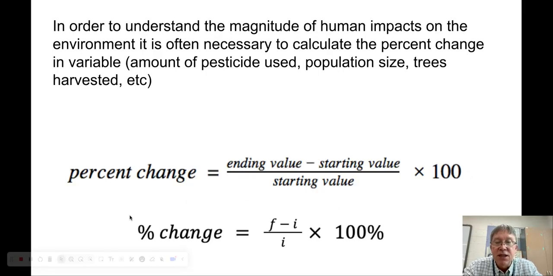So this is the equation you need to memorize. We're going to use this a lot this year. A lot, okay? So let's just look at it. The percent change is equal to the final value minus the initial value divided by the initial value times 100%. Let's take a look at how this works.